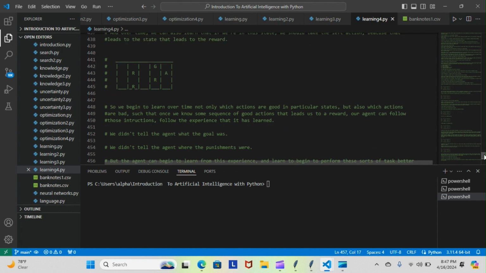So we begin to learn over time not only which actions are good in particular states, but also which actions are bad, such that once we know some sequence of good actions that leads us to a reward, our agent can follow those instructions, follow the experience that it has learned. That's what I'm going to leave it for tonight. That's pretty much the gist of what we went over.